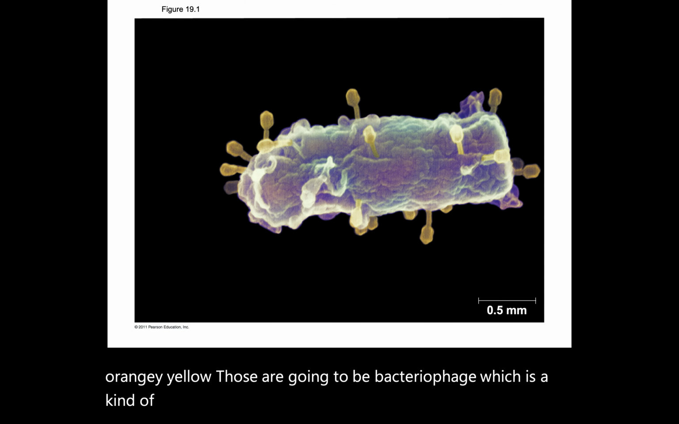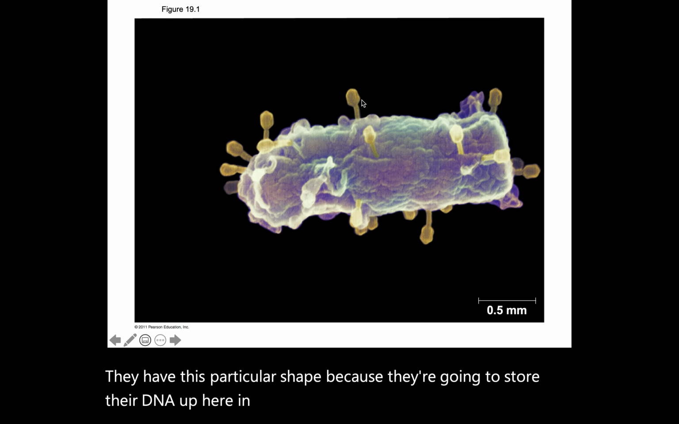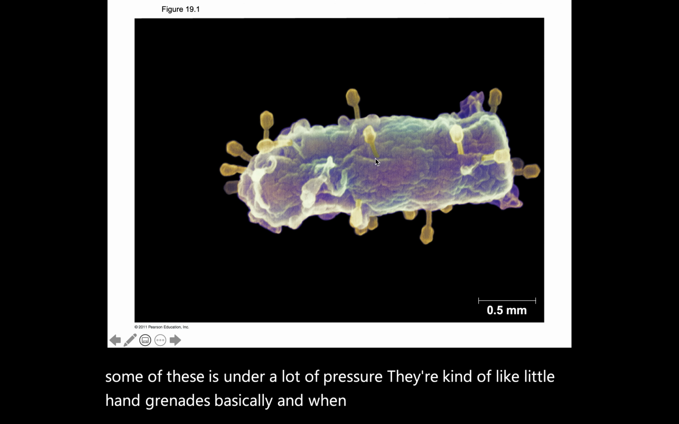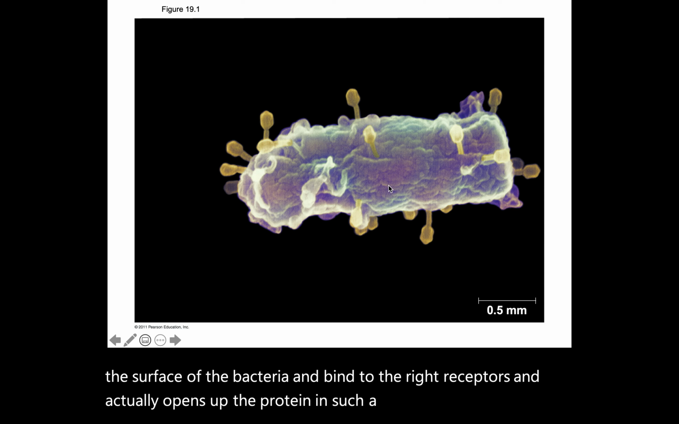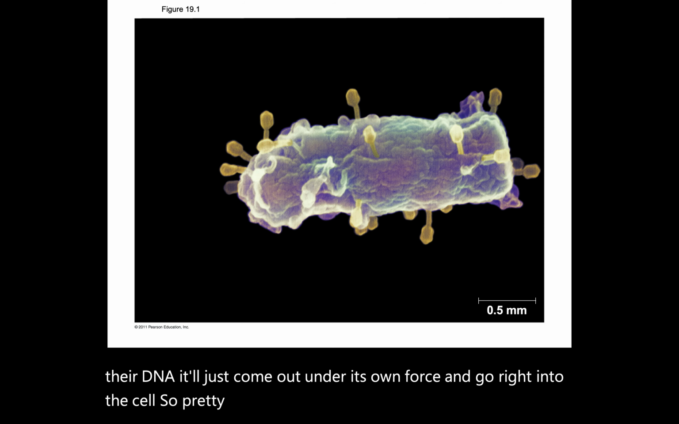And bacteriophage sort of feast on these bacteria. They have this particular shape because they're going to store their DNA up here in the capsid. And we think the DNA in at least some of these is under a lot of pressure. They're kind of like little hand grenades, basically. And when they dock down and land on the surface of the bacteria and bind to the right receptors, it actually opens up the protein in such a way that they will inject their DNA. It'll just come out under its own force and go right into the cell. So, pretty neat little molecular machines. Very fascinating to watch these things move around, I would say.